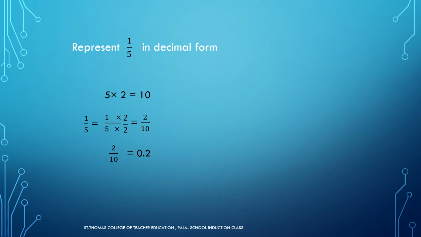Correct. It's 0.2. Now tell me what will be the decimal form of 1 by 5. Correct. Very good. The decimal form of 1 by 5 is equal to 0.2. So I think you got the idea that a fraction whose denominator is not 10 can be converted to decimal form.